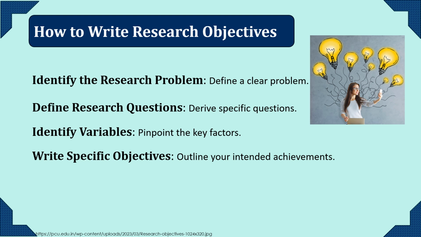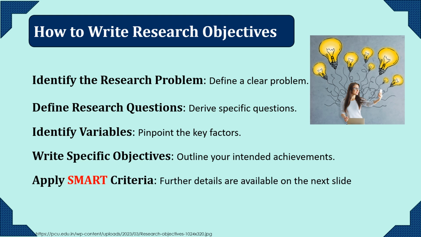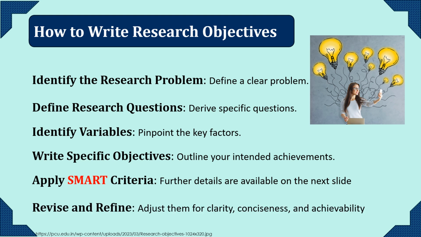Write specific objectives. Develop clear and concise objectives with measurable criteria to address your research questions, outlining your intended achievement through the research. Apply SMART criteria. Ensure your research objectives are specific, measurable, achievable, relevant, and time-bound for clarity and achievability. More details in the next slide.